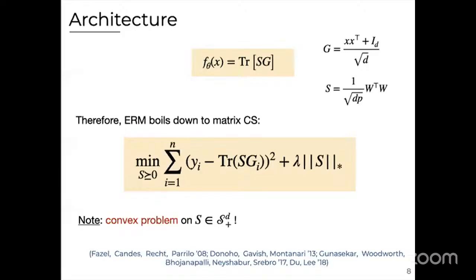And notice that this is a convex problem on S. It's not convex on W. So if the minimum exists, the minimum is unique. And this single minimum S corresponds to a degenerate minimum on W, right? Because there are many W transpose W that give you one S.